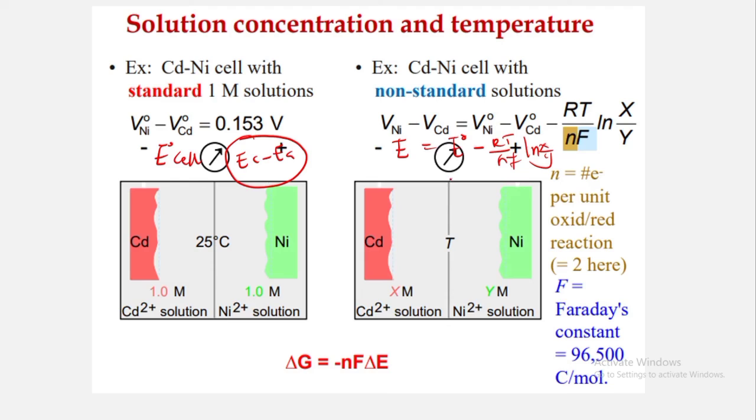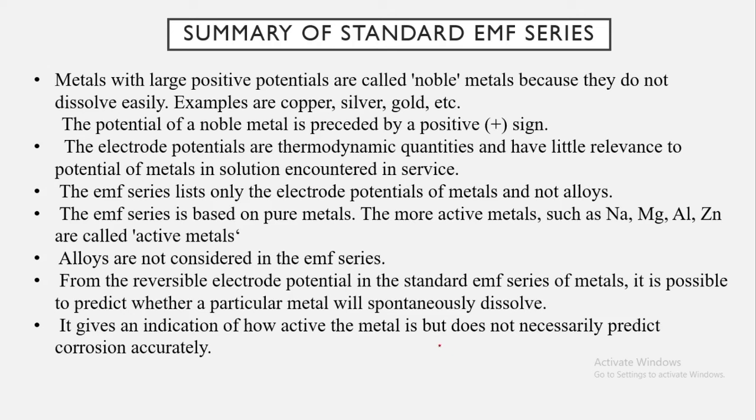And here, you apply the Gibbs free energy, which is equal to negative nF times E naught. This will tell you whether the reaction will happen or not, depending on the Gibbs free energy, because you are going to get this value. And if this value is negative, it means that it's spontaneous, and if it's positive, it's non-spontaneous. Let's look at the summary of the standard EMF series.